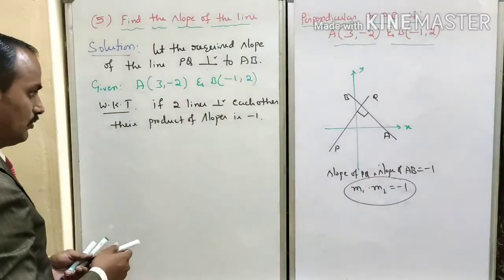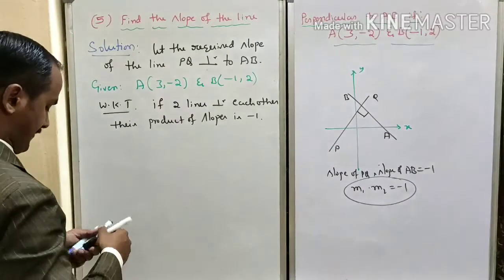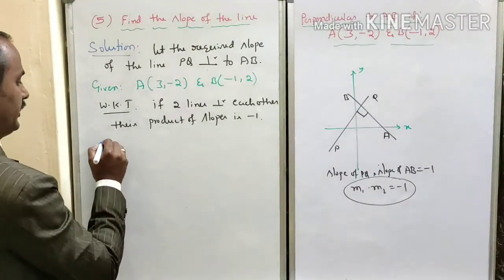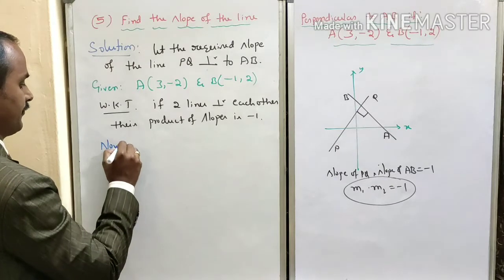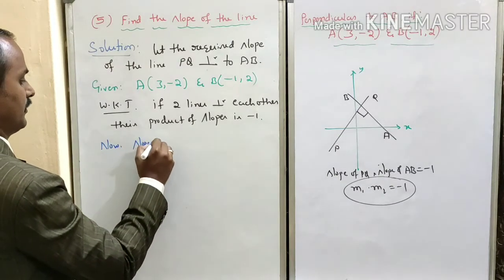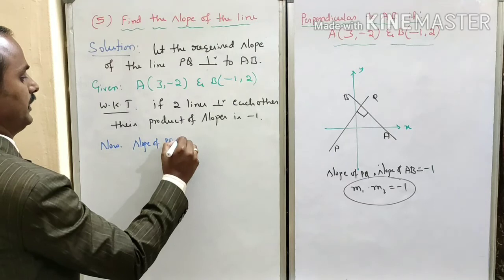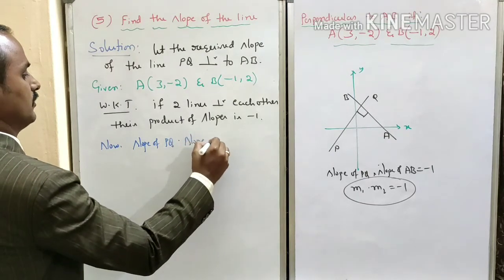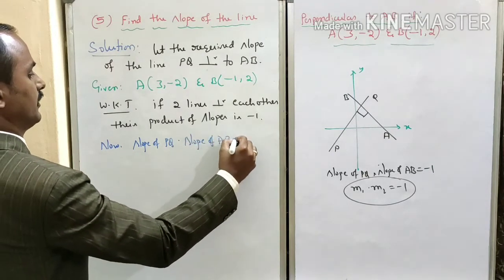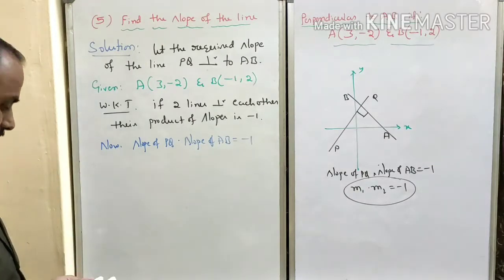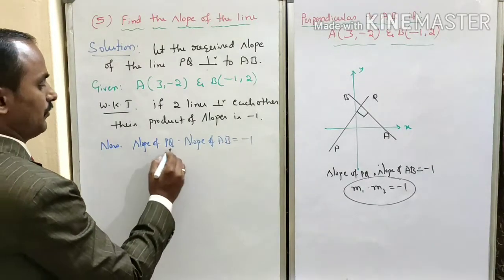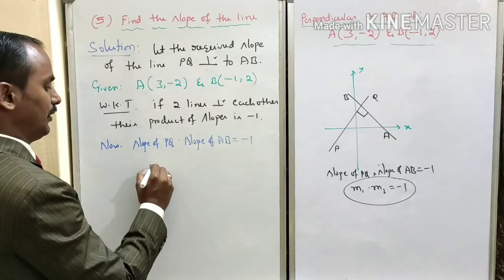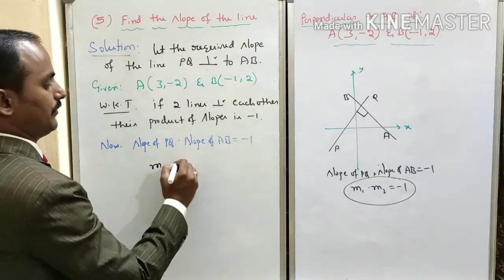Now dear children, what next step? Look here. Now, slope of PQ into slope of AB is equal to minus 1. Now dear children, slope of PQ I will give M1, into slope of AB I will give M2, is equal to minus 1.